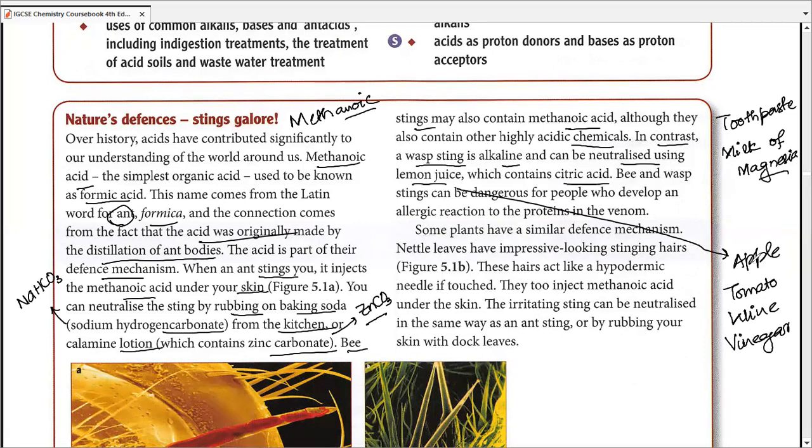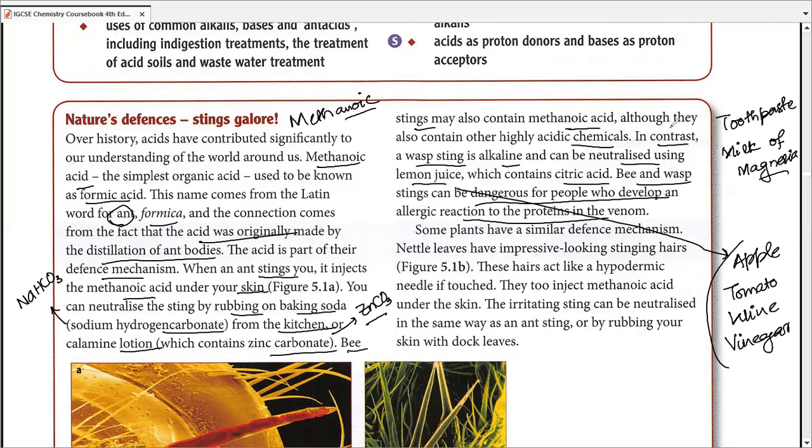right? So they will counter the alkaline effects, and they would neutralize the sting for you. Bee and wasp stings can be dangerous for people who develop allergic reactions to the proteins in the venom, right? So we can work our way with different chemicals that are commonly available at home to counter the effects of these stings.